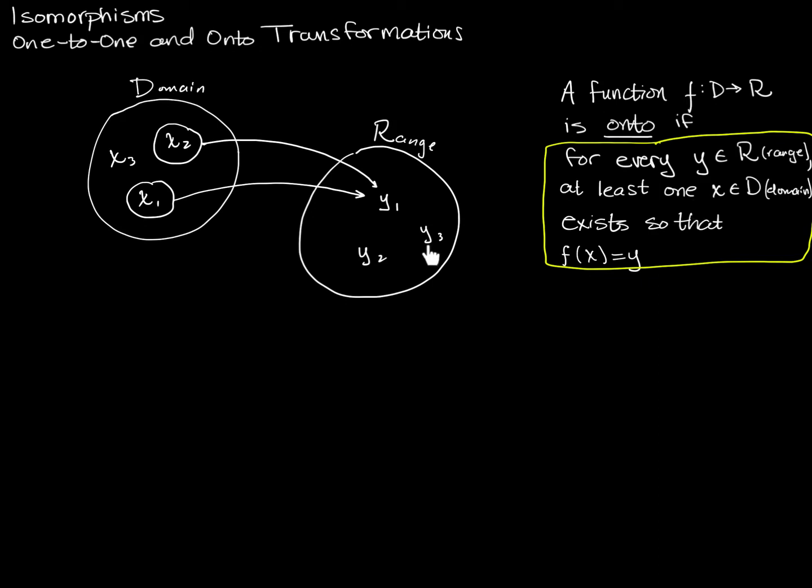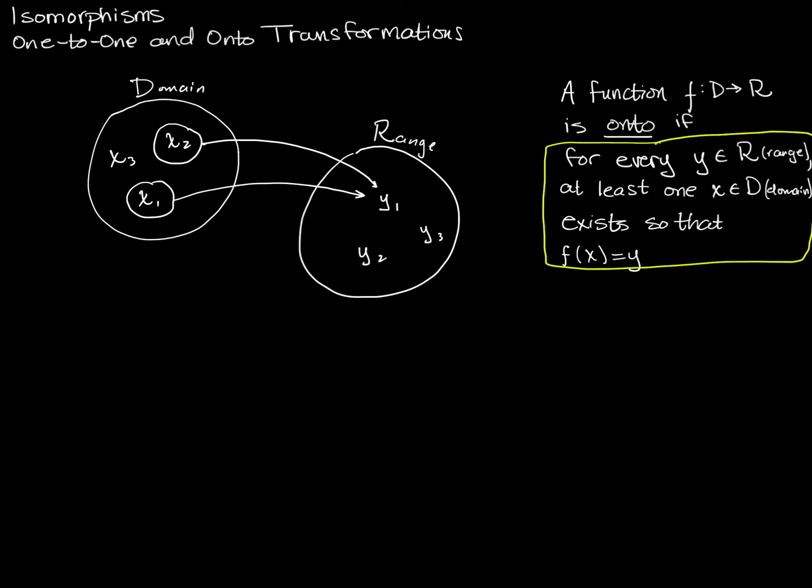Does y3 have at least one x so that y3 comes from plugging some x into f? We haven't mapped all the possibilities yet, but the point I want to make is that I have to be able to do that for every single y in the range. Right now, it looks like only one of the values in the range can be mapped back to something in the domain. So at the moment, it looks like this may not be onto.